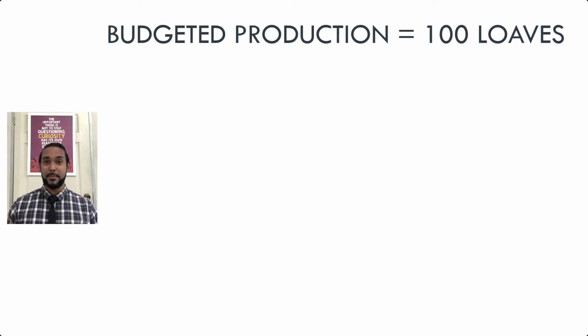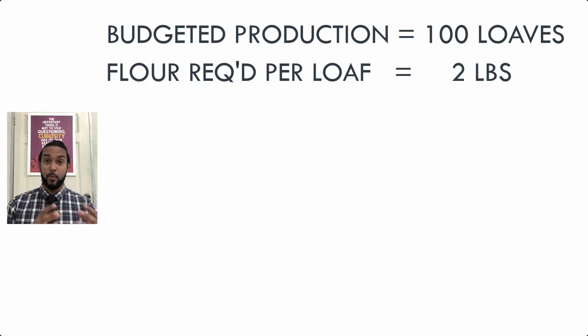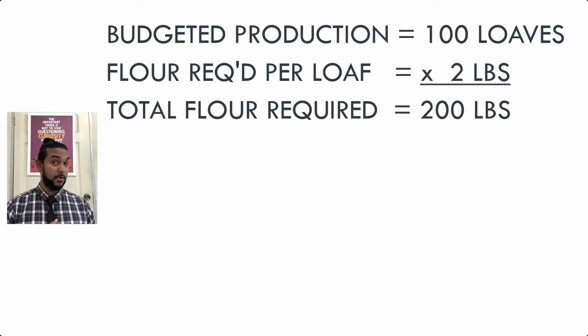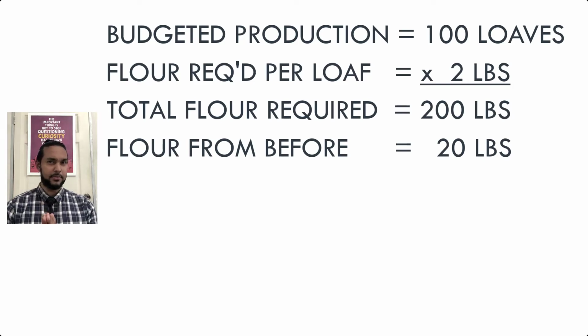And through your experimentation, you realize that it takes 2 pounds of flour to make 1 loaf of sourdough bread. So if you're aiming to make 100 loaves and you need 2 pounds of flour each, you're going to need 200 pounds of flour. Now let's just say from your previous production of this bread, you have 20 pounds of flour left over. So you don't need to purchase a full 200.